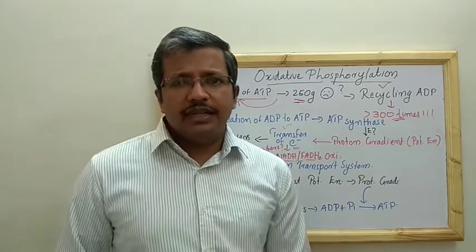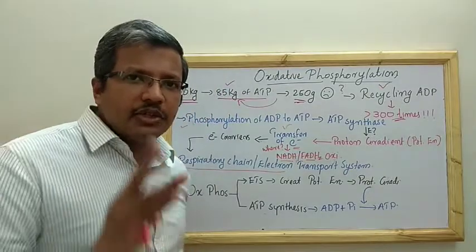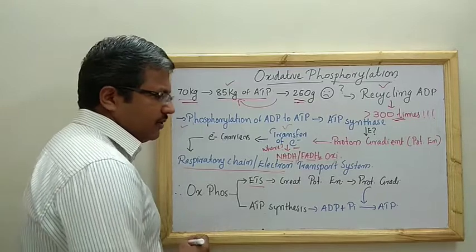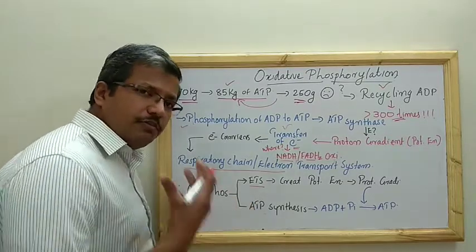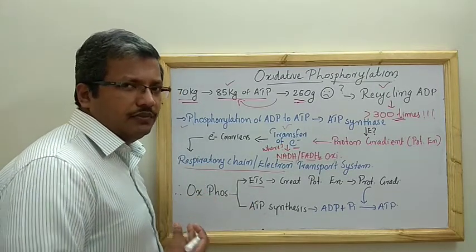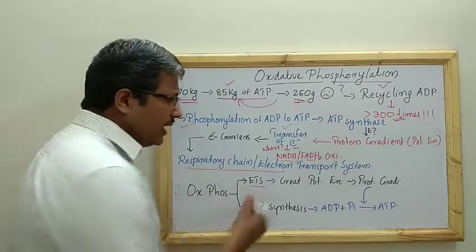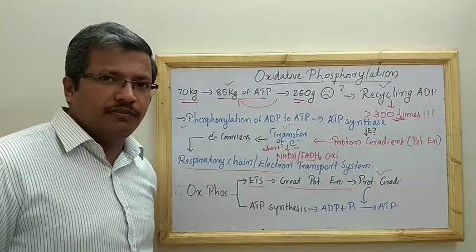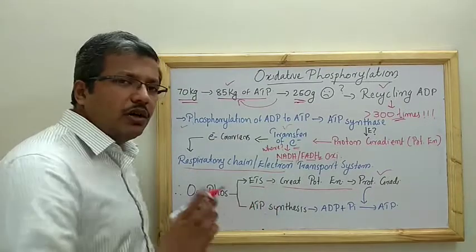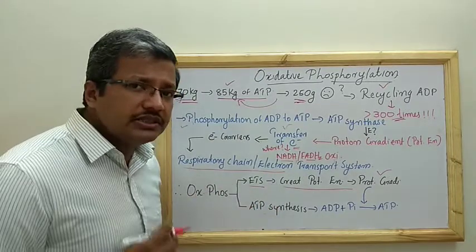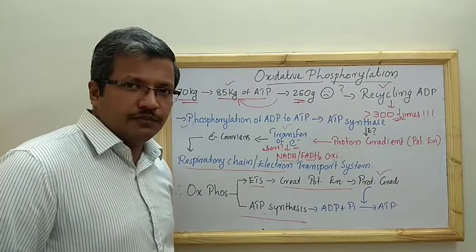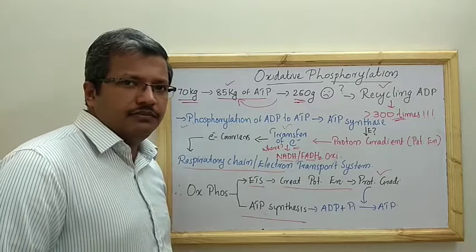Okay, so we can see that oxidative phosphorylation is having two parts. What are they? Electron transport system or ETS or respiratory chain is the first part. And for what purpose is that happening? It will be creating the potential energy in the form of proton gradient. So that is the first part of the oxidative phosphorylation. And which is the second part? Second part is the ATP synthesis or phosphorylation.